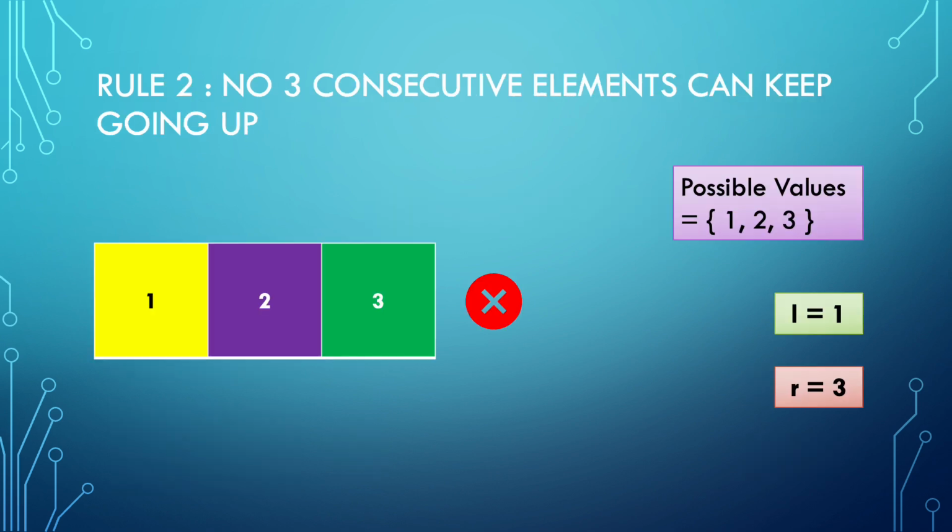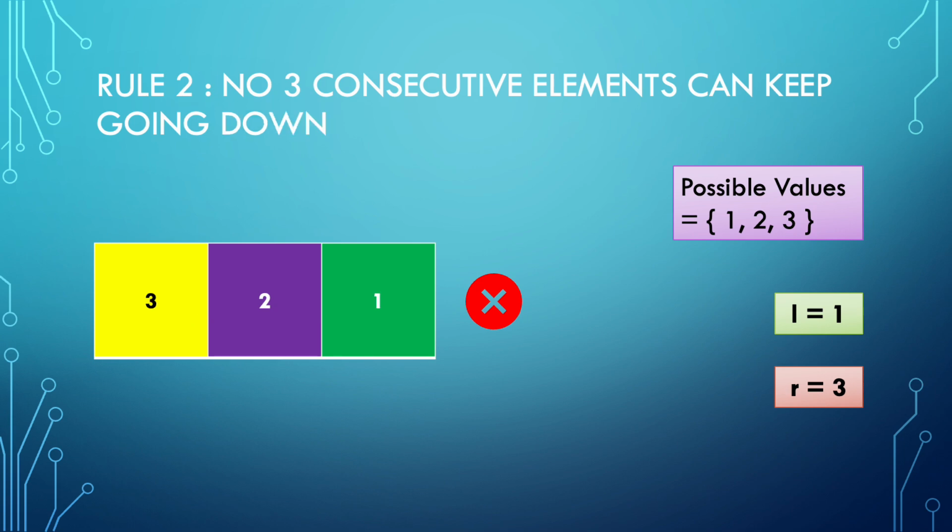Moving on to rule 2. My rule 2 says that no 3 consecutive elements can keep going up. Which means that, see, from 1 we went to 2, so there was an increase, we went up. Now from 2 to 3, we again have an increase in number, so again we went up. Up and up moves consecutively are not allowed.